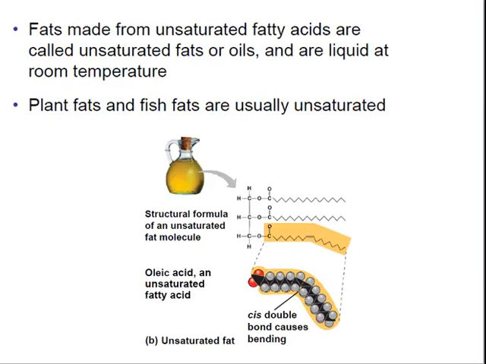Fats made from unsaturated fatty acids are called unsaturated fats or oils, and they're liquid at room temperature. Plant fats and fish fats are generally unsaturated. So we're talking about your peanut oil, corn oil, vegetable oil, olive oil. Those are all unsaturated fats.